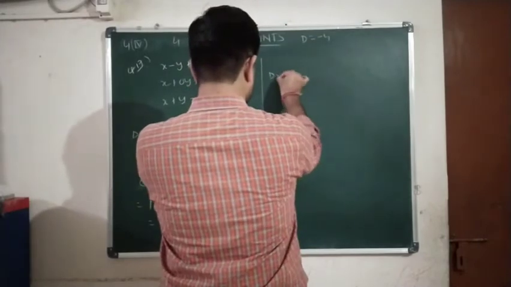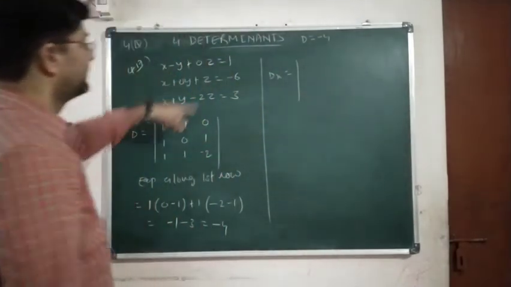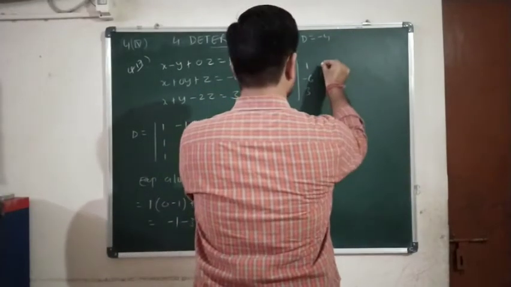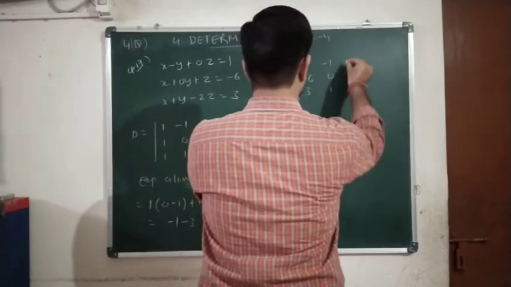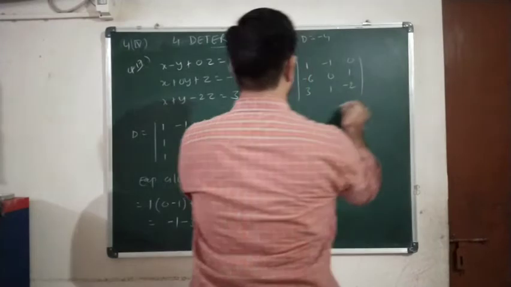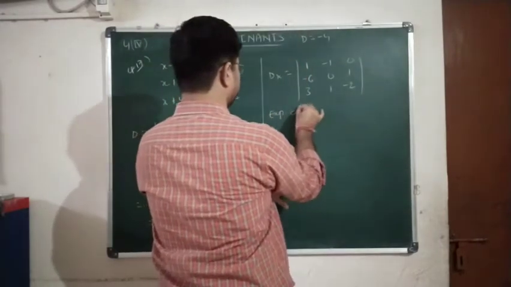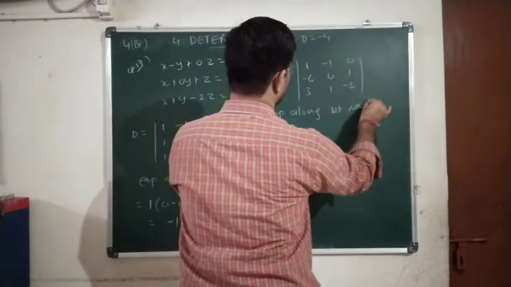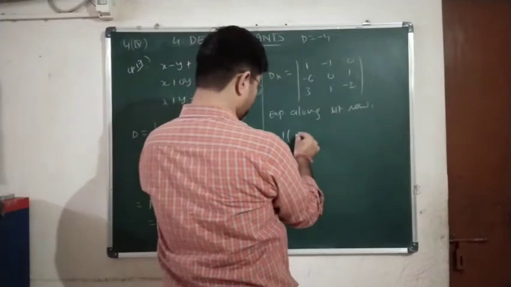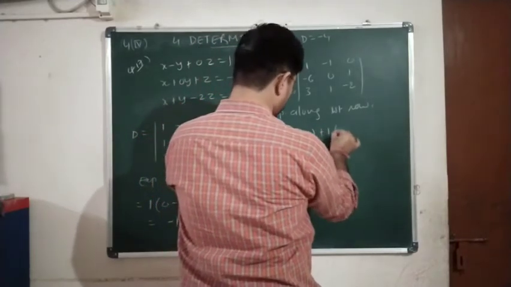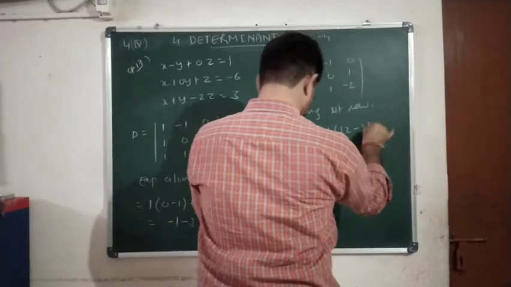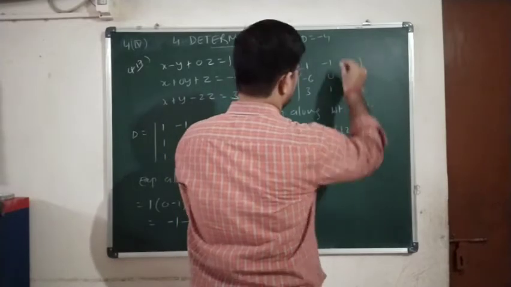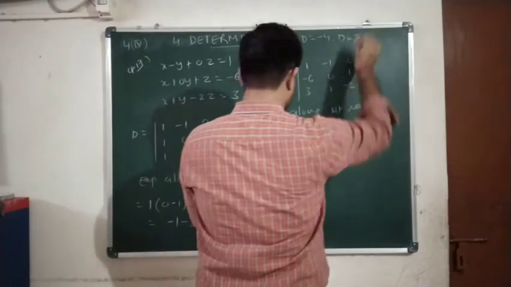Now we will calculate Dx. The first column will be replaced by the constants: 1, minus 6, 3, and the second and third columns as they are. Again we will expand along the first row. So 1 into (0 minus 1) plus 1 into (12 minus 3), so minus 1 plus 9 is equal to 8. So we got Dx to be 8.